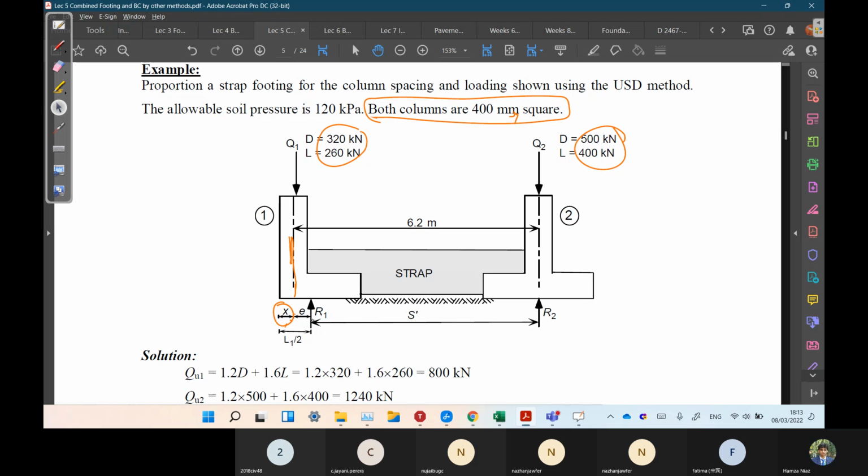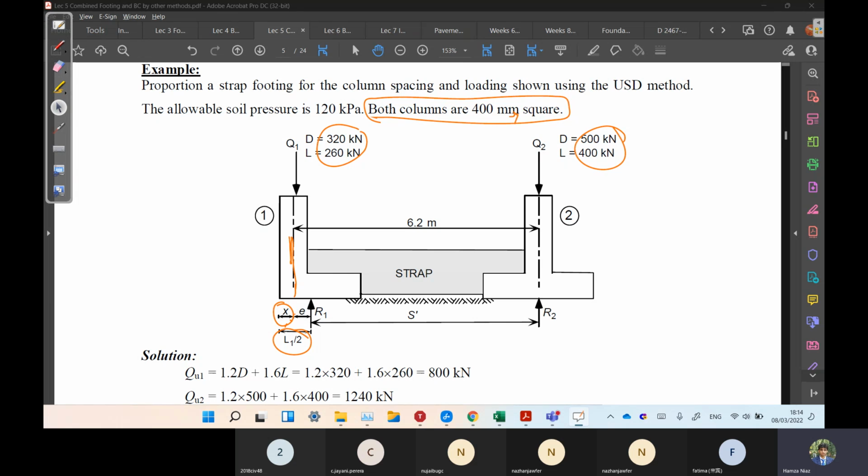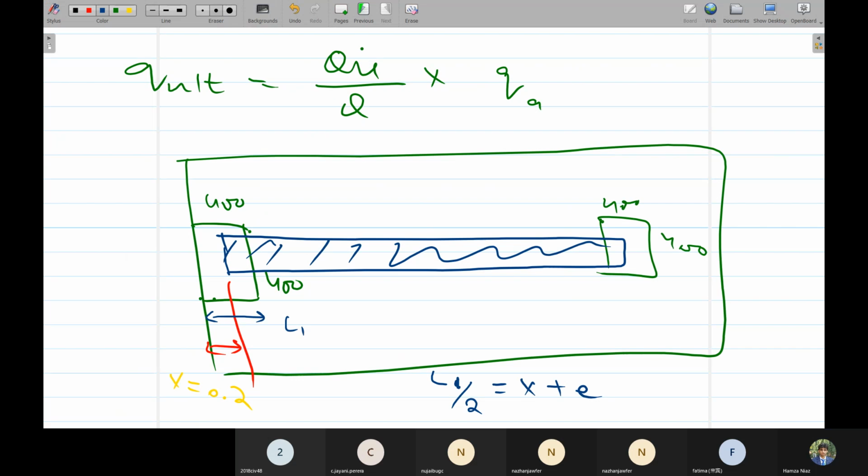And for this, L1 by 2. L1 is the size of this footing. That half of L1 should lie exactly at the center of the footing, so that would be x plus e. E is some distance between this x and this center. E we do not know; this e value is unknown, so we have to find this e value. Then we can calculate L1.